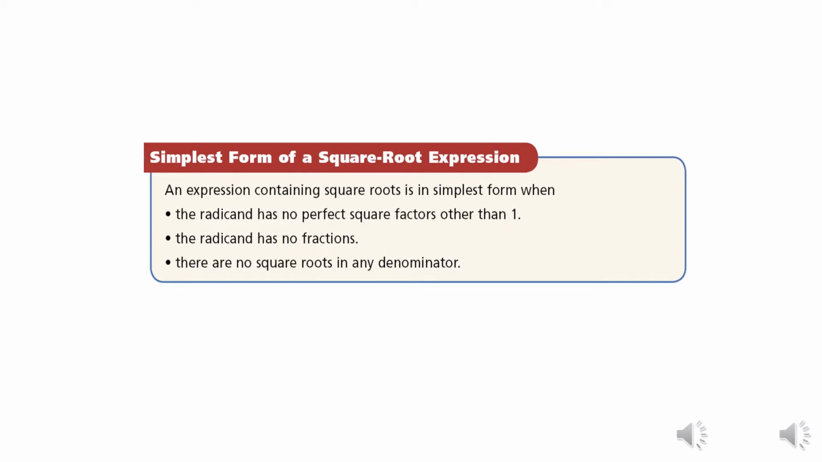All right, so the simplest form of a square root expression is when the radicand has no perfect squares other than 1. We're going to explain what that means as we go through the problems. The radicand has no fractions, and there are no square roots in any denominator. Those are things that you have to remember.